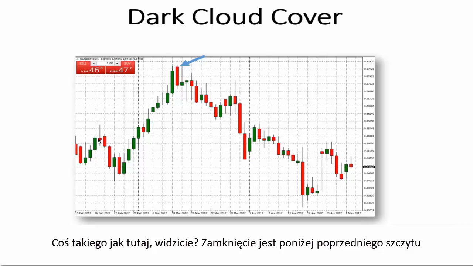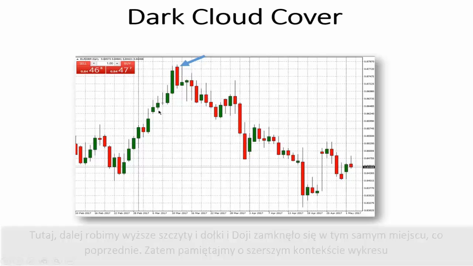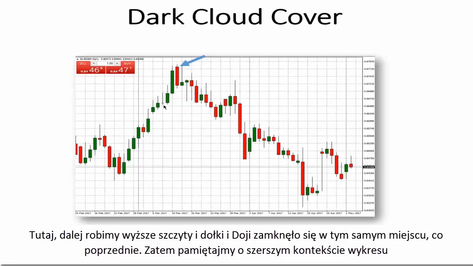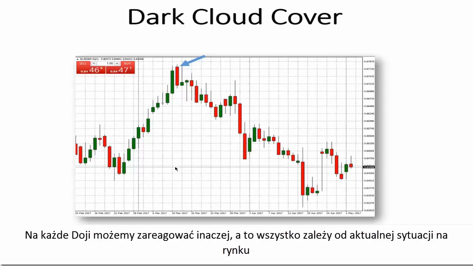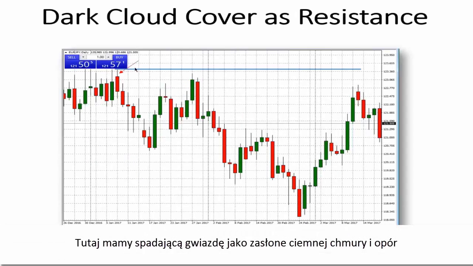See, the close here is under the close here. This small real body I would view as a doji. It's a lower close, so I'd be more confident of a reversal. Here, we're still making higher highs, higher lows, and we're holding the high closes. So again, the idea of candles in context. You could have a doji, but how you trade with the doji is going to be very different based on the overall market condition. Here we have a shooting star, dark cloud cover as resistance.